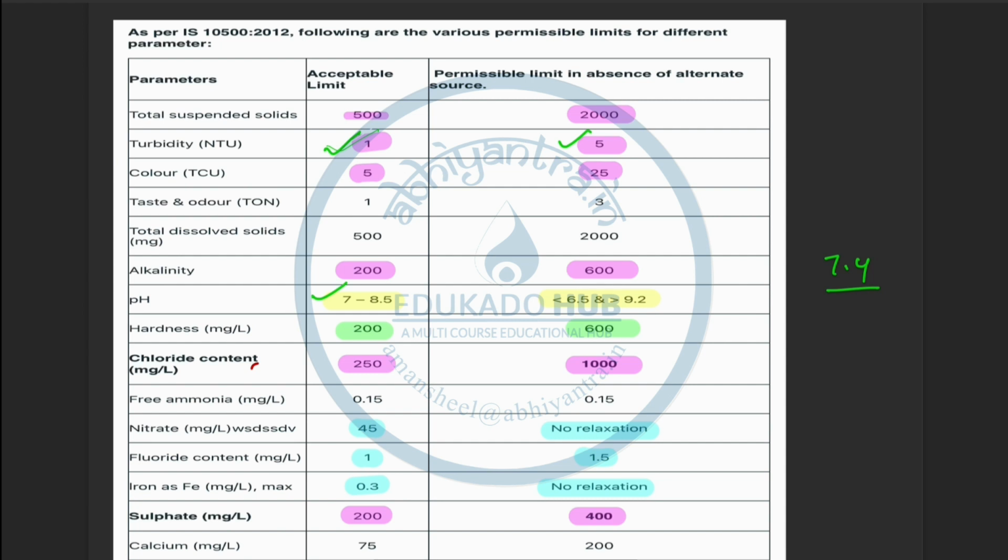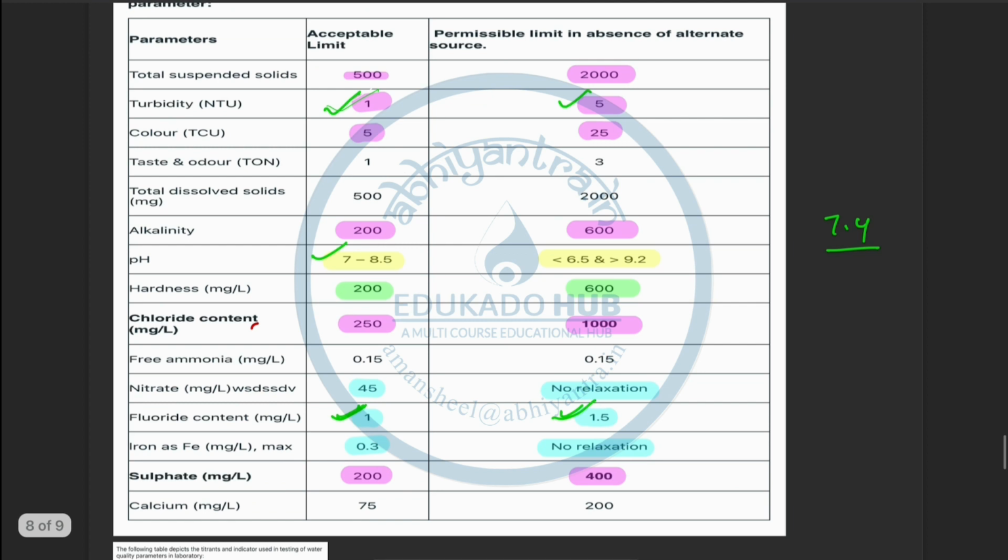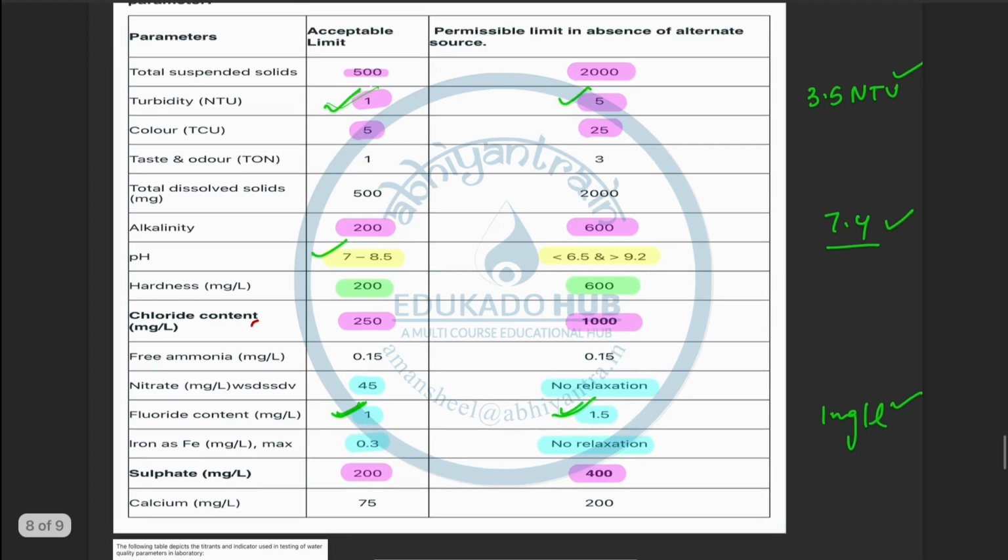Fluoride content should be equal to 1. The acceptable limit should be 1, and it can go up to 1.5 but not more than that. So 1 to 1.5. And fluoride content is also given as 1 milligram per liter. So fluoride okay, pH okay. Turbidity they have given 3.5 NTU. This is also fine. Now we have iron.